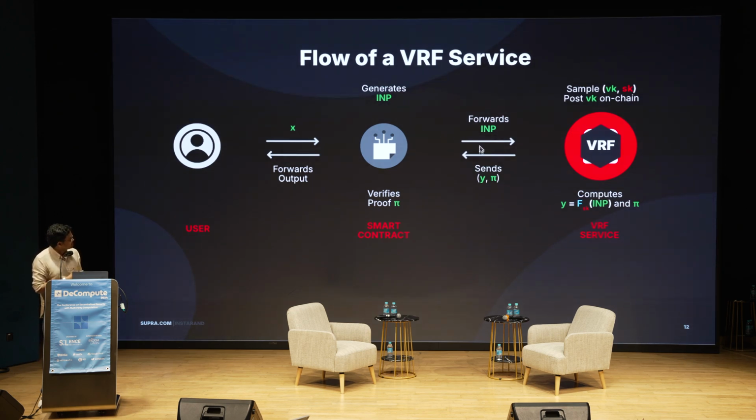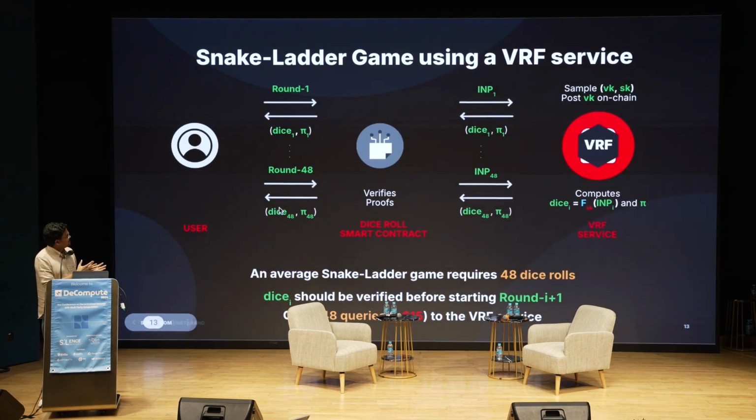This INP is forwarded to the VRF service, which computes the VRF to obtain the output y and the proof pi. This output y and proof pi are forwarded back to the smart contract. The smart contract verifies the proof, uploads the proof and the output on the blockchain so that anyone can view and use it, and then forwards the output to the user. This is how a traditional VRF service looks. Now let's try to use this VRF service for a Web3 application. Let's try to use it to play a snake and ladder game.